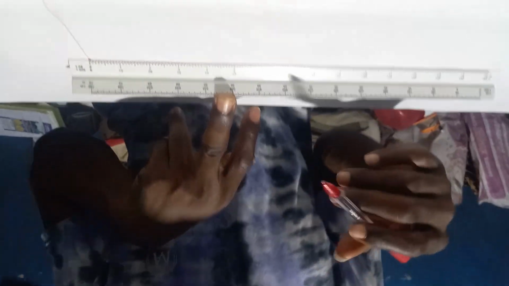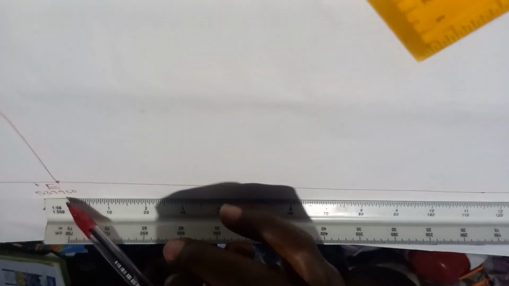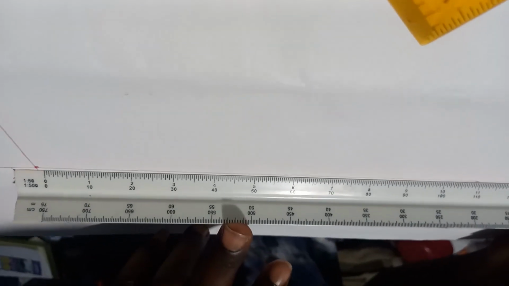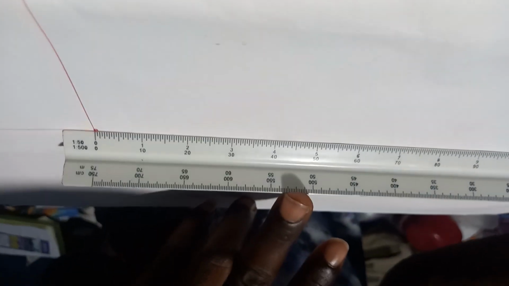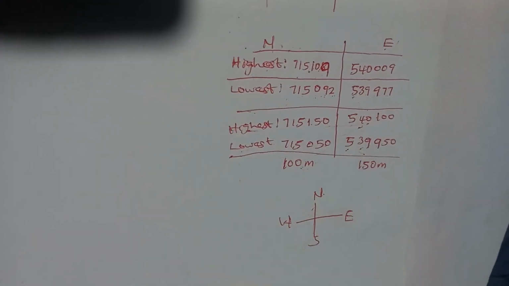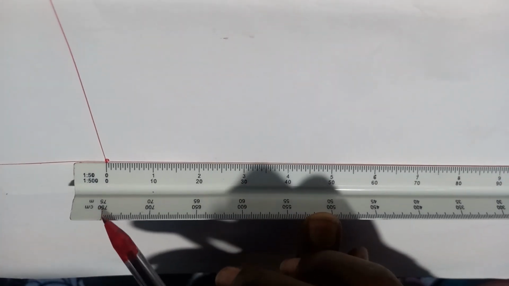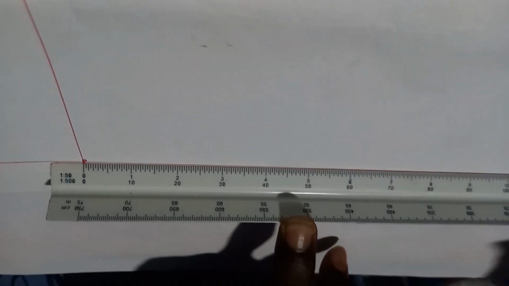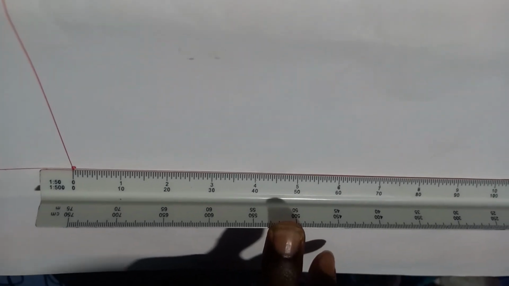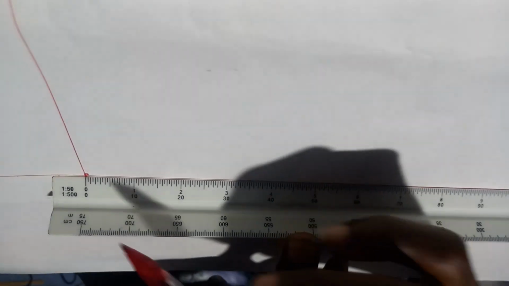So what I'm trying to say is this is starting with 539,950, which is the lowest, and we are going to the highest now. Looking at this place here, we have 539,950 and the highest is 540,100. For us to get that done, we have to read through the scale using the scale of 1 in 500 to determine my length, which is going to be 150 meters.